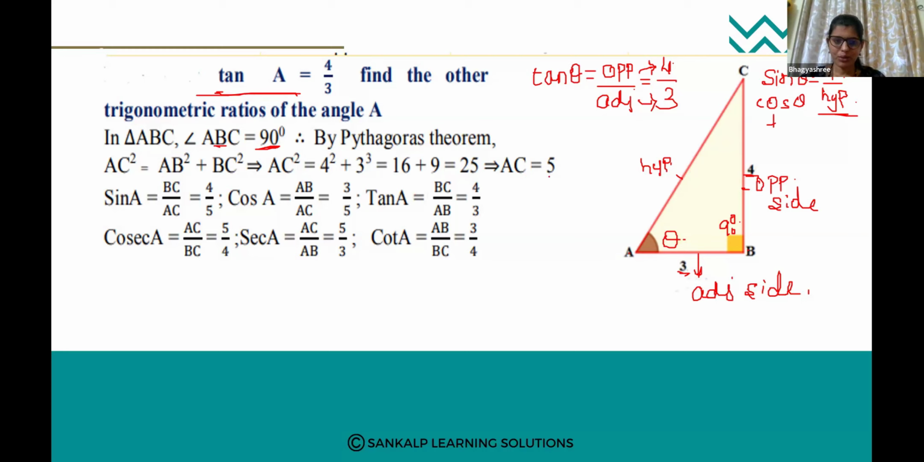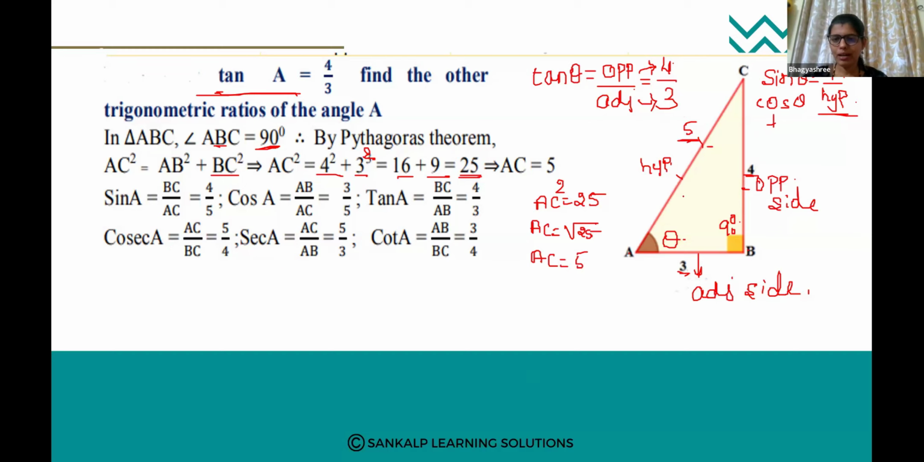AC square, we don't know. AB square is 4 square plus BC square. BC value is 3 square. 4 square is 16, 3 square is 9, 16 plus 9 is 25. So AC square is equal to 25. So what is the value of AC? AC is equal to square root of 25. Square root of 25 is 5, right? Then hypotenuse AC value is 5. What is the AC value now? 5. Next.